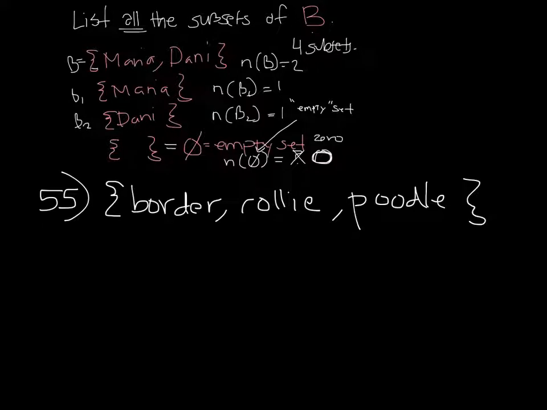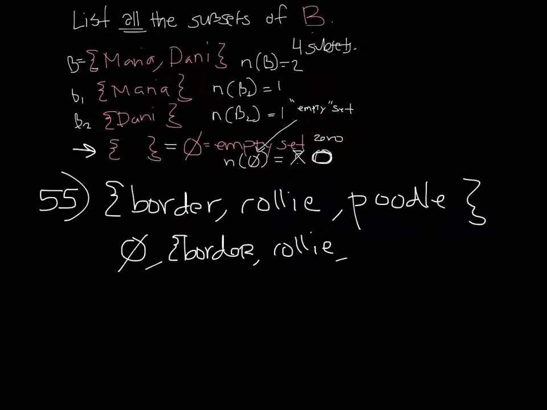Okay. One of the subsets is always going to be the empty set. So the empty set is one of them. The next one is the full set itself. So we write border, collie, poodle. Okay, that's 2. Another set.